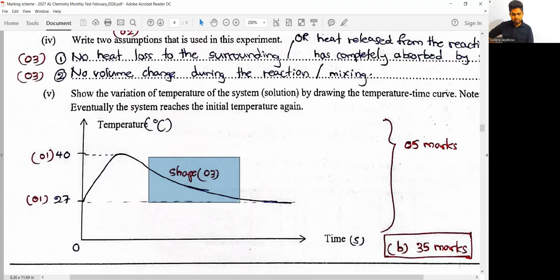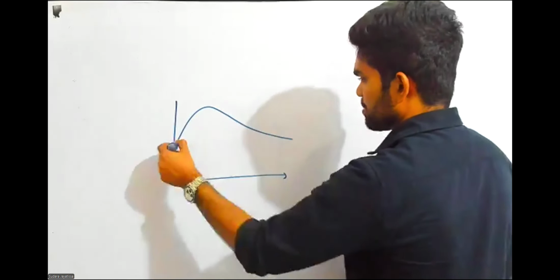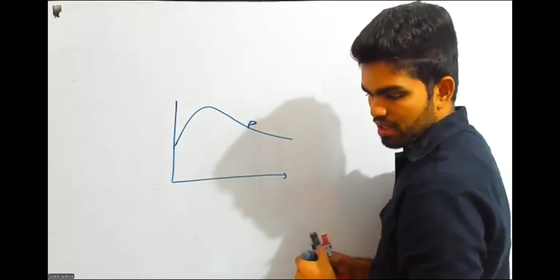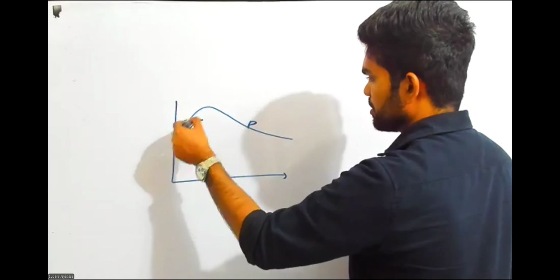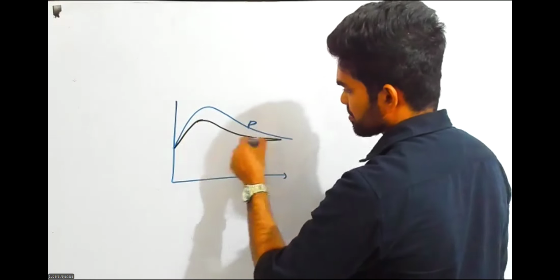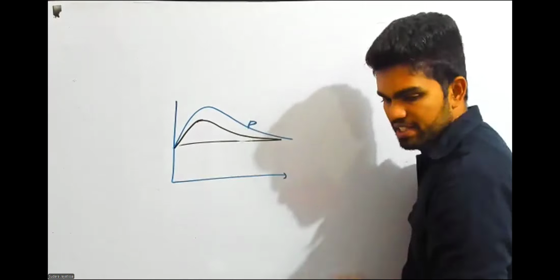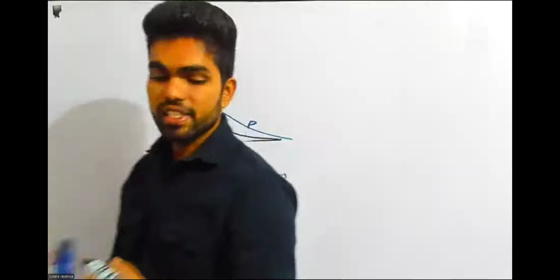If it is a metal cup, it will reach the initial temperature sooner. Understood, Lama? If it is a metal cup versus a plastic cup, this is the way you need to draw. But if it is a metal one, then the rise is also low. It will be a smaller graph, and it will quickly reach the initial temperature, because metal is a good conductor and will exchange heat faster.